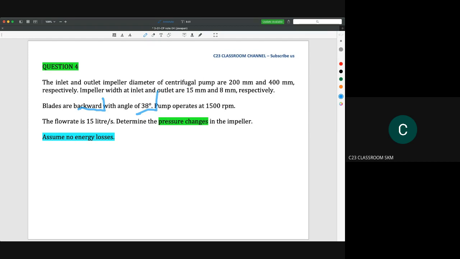The pump operates at 1,500 RPM. The flow rate is 15 liters per second. Determine the pressure change in the impeller. Assume there are no energy losses inside the impeller.